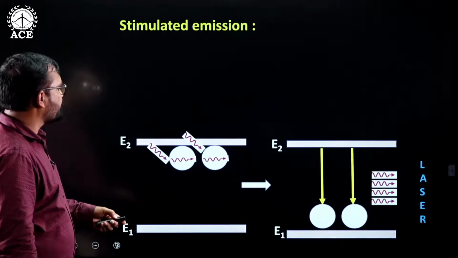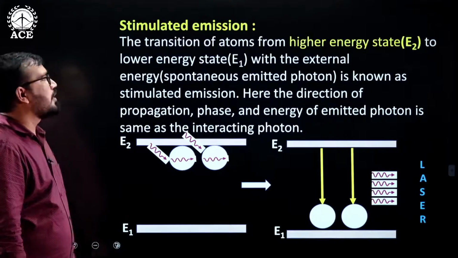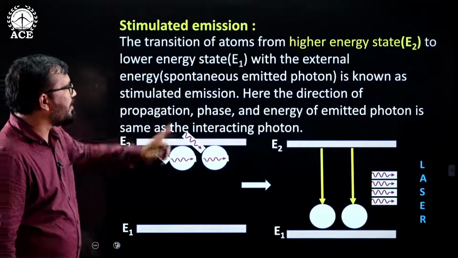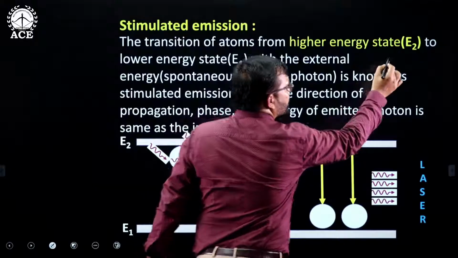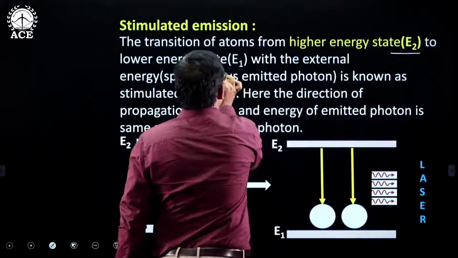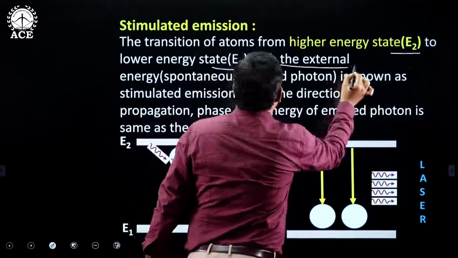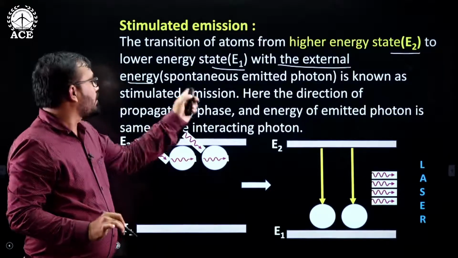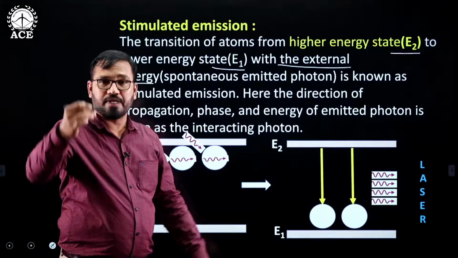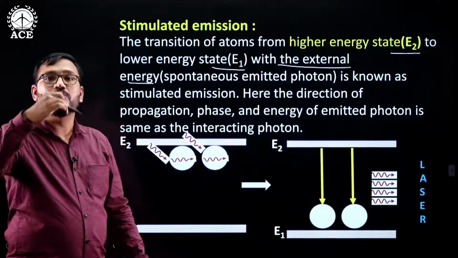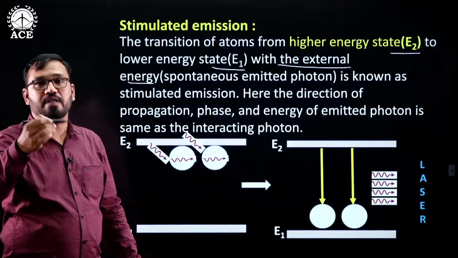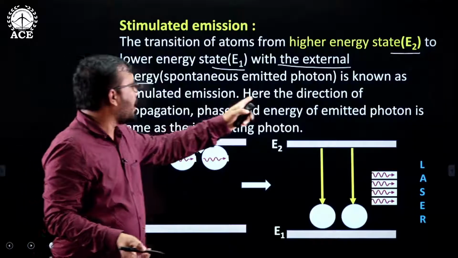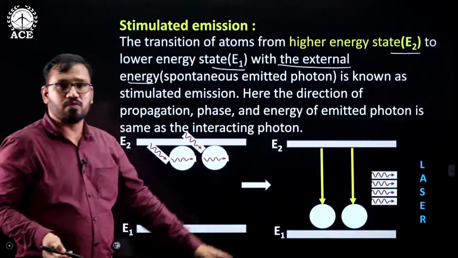See here. The transition of atoms from where? Lower energy state E1 to higher energy state E2. What is the higher energy state? E2. What is the lower energy state? E1. With some external energy. How did you get this external energy? Some of the atoms present in the higher energy level come down spontaneously. These 4 atoms will release some energy. So these photons will interact externally and cause the transition of atoms in the downward direction.